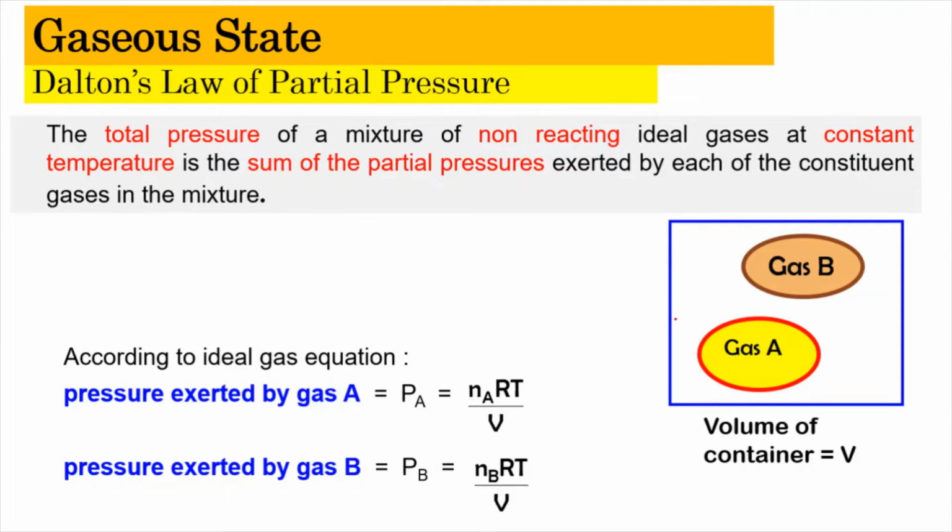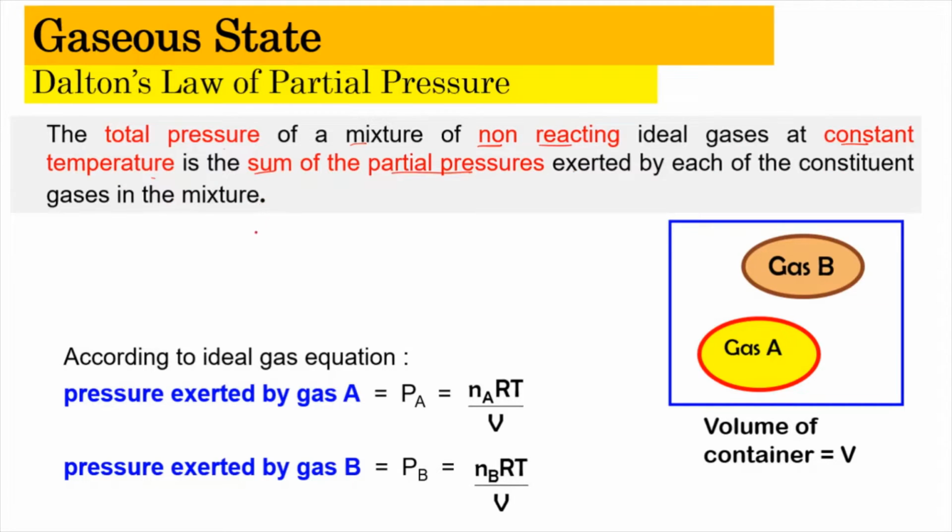So, Dalton's law of partial pressure. Dalton's law of partial pressure stated that the total pressure of a mixture of the non-reacting ideal gases at a constant temperature is the sum of the partial pressures exerted by each of the constituent gases in the mixture.